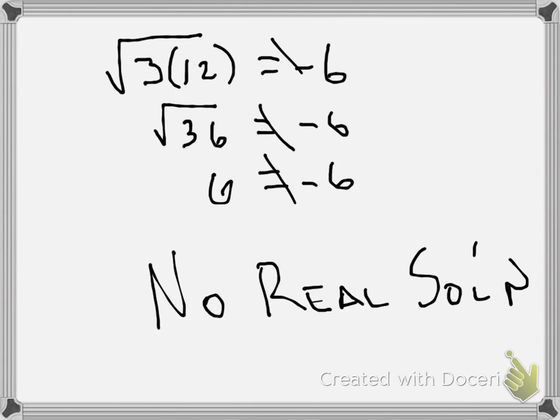I'm out of room, so I'll have to abbreviate there, but you get the idea. If you want to go through the 4 steps, the first step is isolate the radical. Second step is square both sides of your equation.